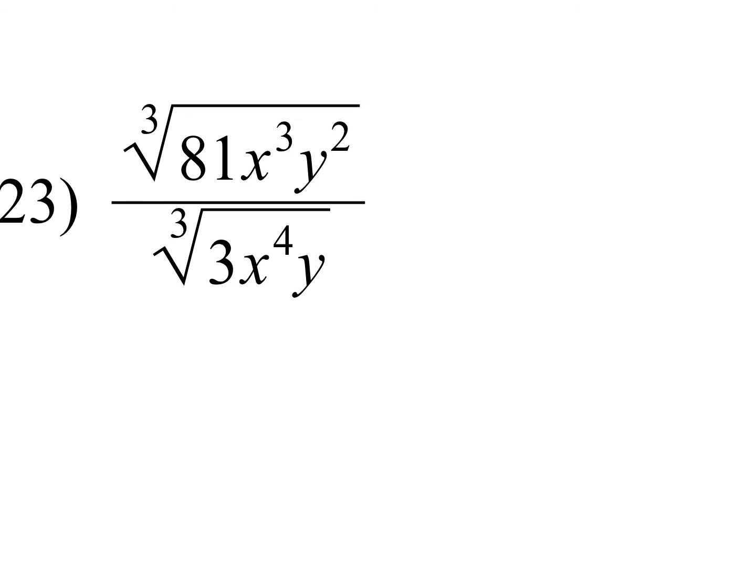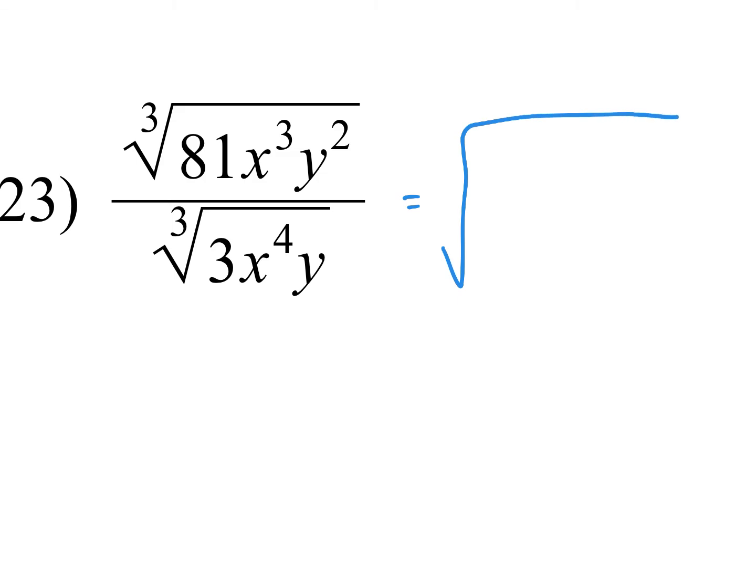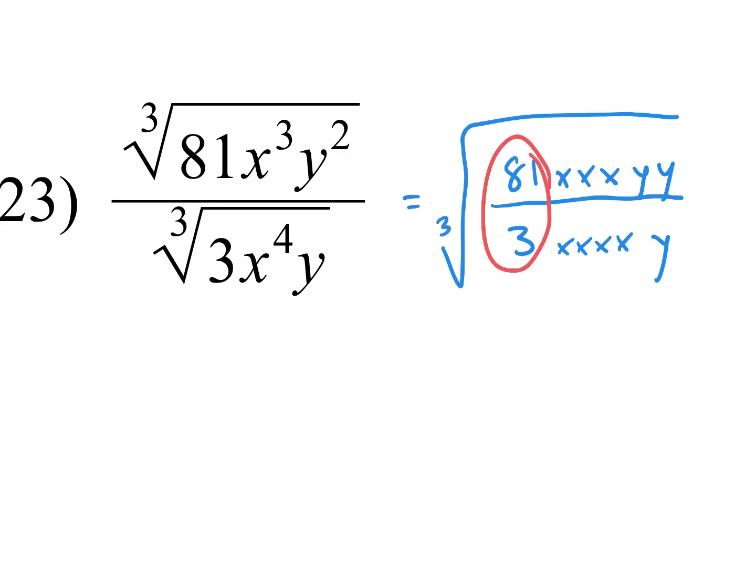Let's look at 23. Can I combine these together? Yep. So my big radical there, I have 81x to the third power on top, y squared on top, and then 3x to the fourth power on the bottom, and y on the bottom. So looking at my numbers, can I simplify 81 divided by 3? 27, perfect. So 27. Then with my x's, would you get 1 on the bottom? 1x on the bottom and a y on the top.